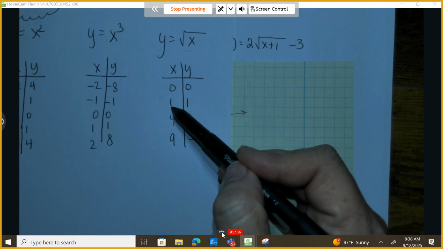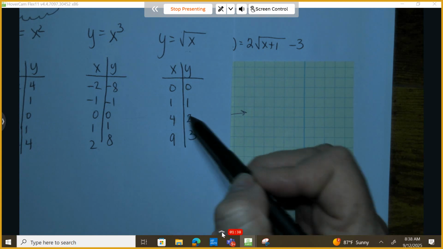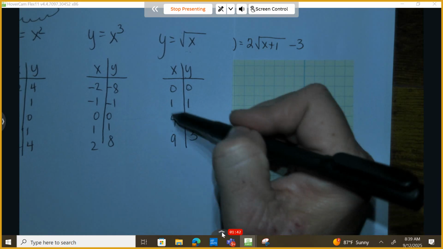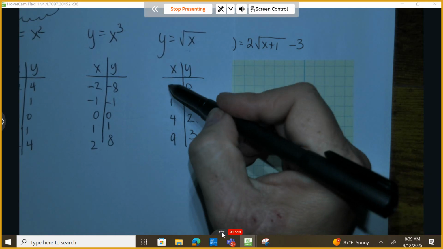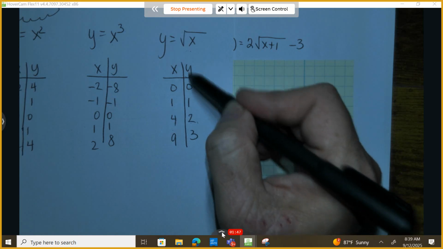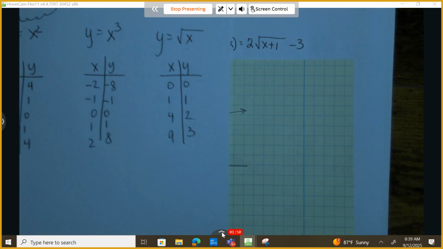They asked, how do I know if I go right 4 and up 2 or go up 4 and right 2? So your x's are saying go left and right. Your y's are going to say go up and down. If your x is positive, you go to the right, and vice versa if it's negative. If your y is positive, up, and if your y is negative, down.